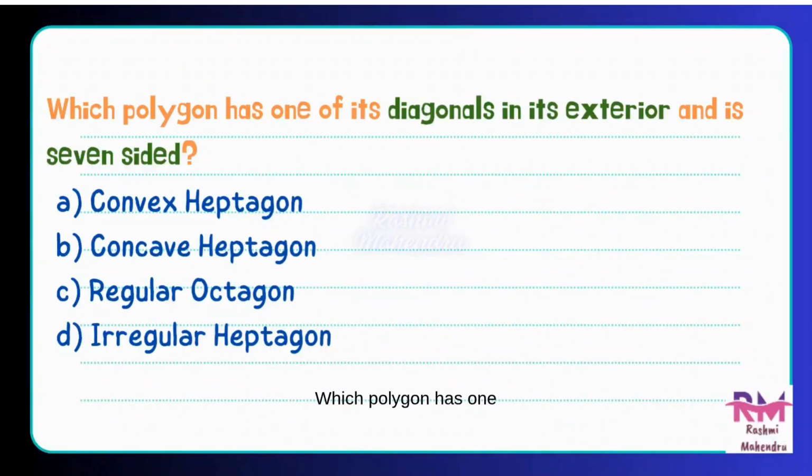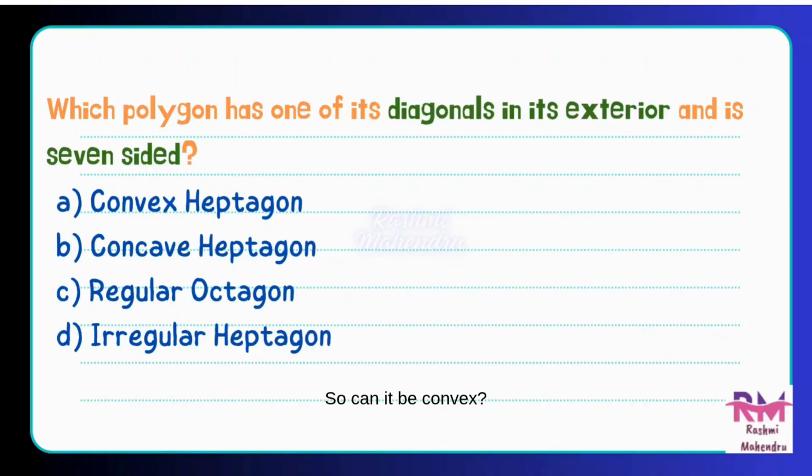Which polygon has one of its diagonals in its exterior and is 7-sided? Convex heptagon, concave heptagon, regular octagon or irregular heptagon? You can take this question 2 ways. Either go ahead with 7-sided first. So which polygon is 7-sided? It is a heptagon. So that means one option is out. And second is diagonal in its exterior.